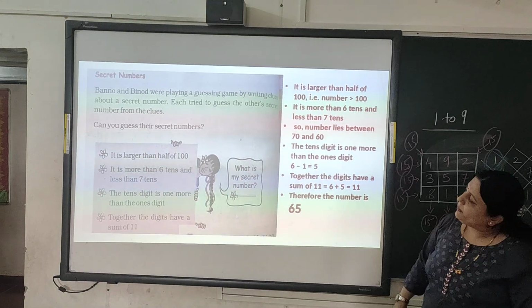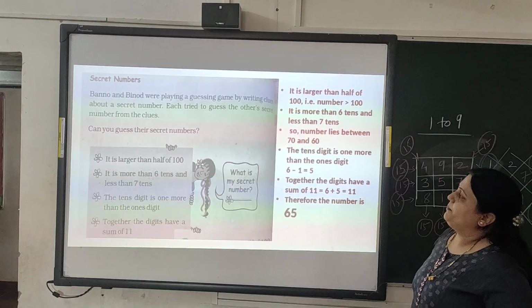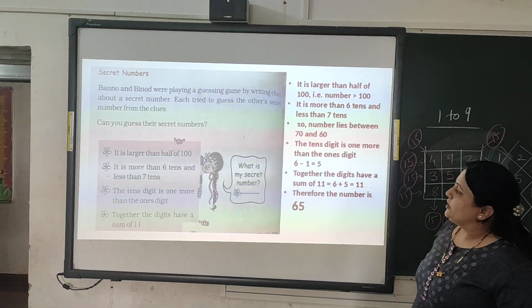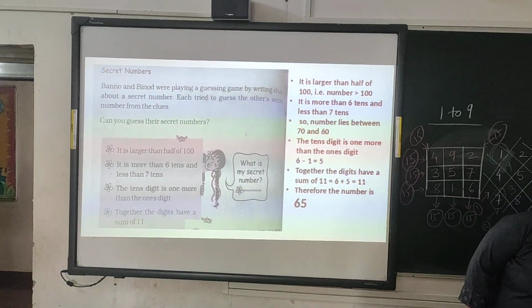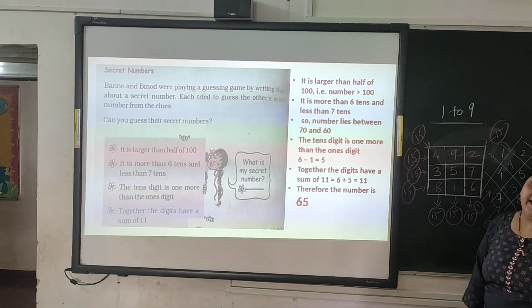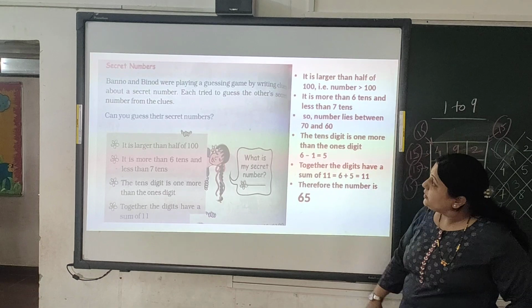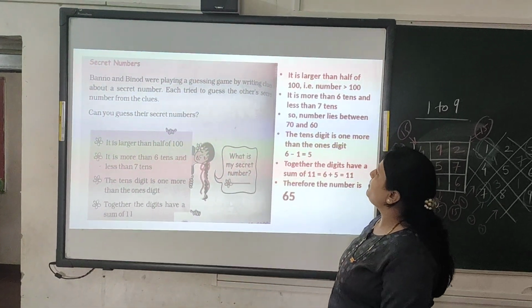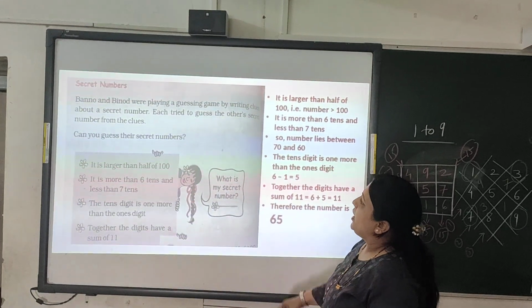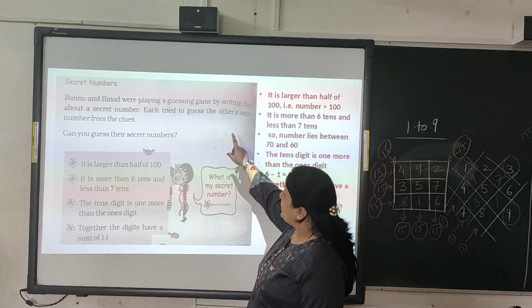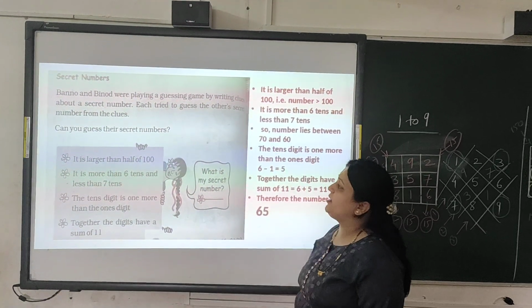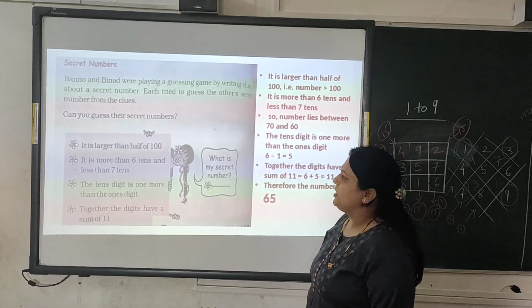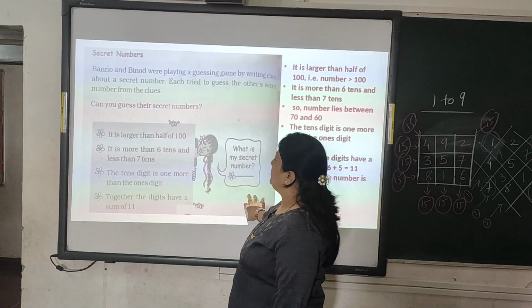See. Banu and Binod were playing a guessing game by writing clues. So this is your page number 110, the second last page of your chapter. Banu and Binod are playing a guessing game by writing some clues about a secret number. Each tried to guess the other's secret number from the clues. Now you can guess the secret number.